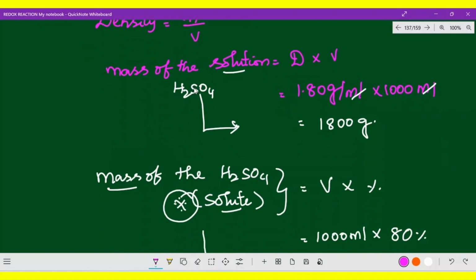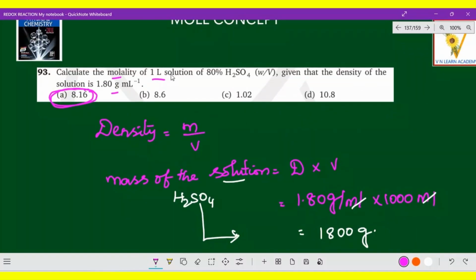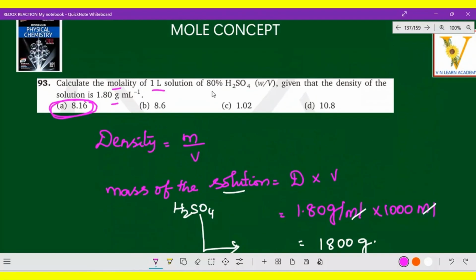Here the mass of the solution is density into volume of the solution, same as it is. But the second point, the mass of the solute, that is the mass of H2SO4, they have given the volume, so we are calculating volume into percentage. The same percentage they have given in that question also. So let us compare these both.